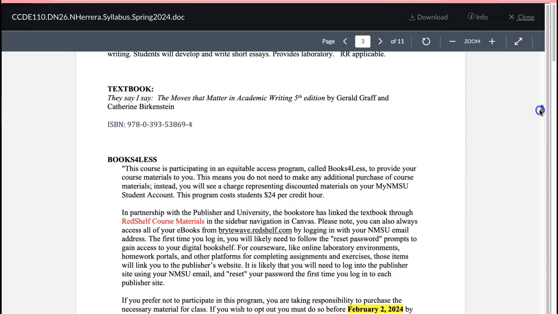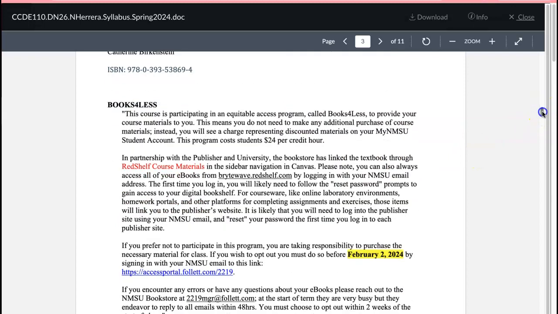So we do need a textbook. We need They Say, I Say, which is the 5th edition. And I'm not sure how much that book is, but we do have a program called Books for Less. In this program, I think they charge you $24 per credit hour. So in some cases, it's cheaper to be part of this program than to purchase all of your books on your own.